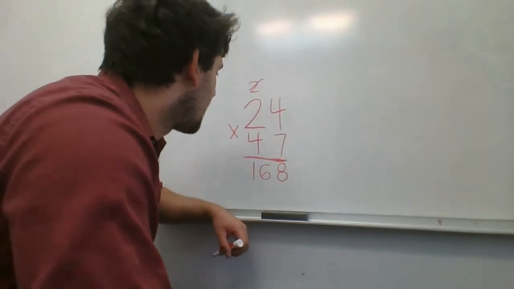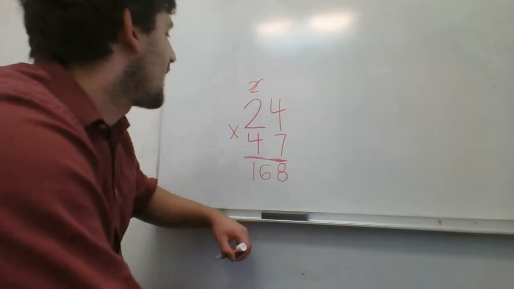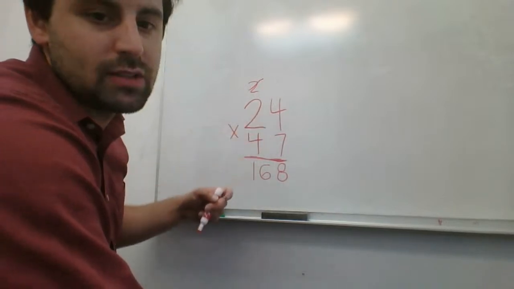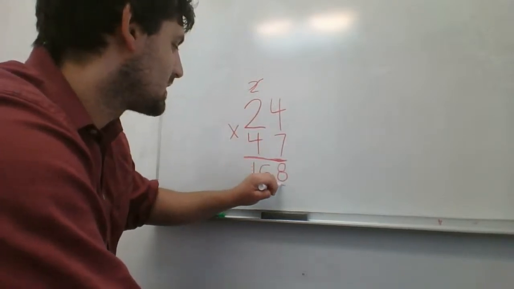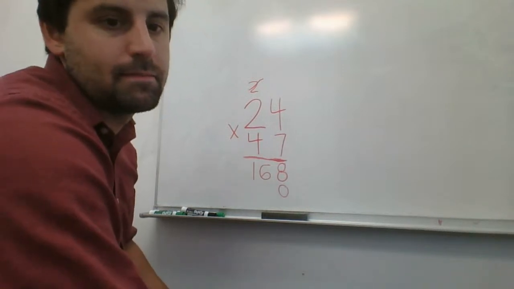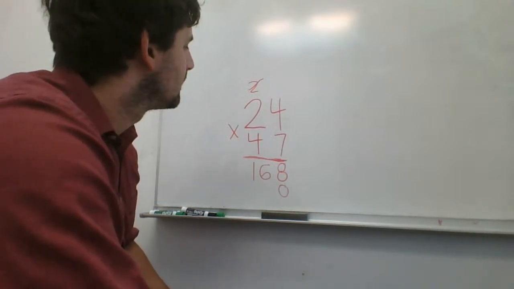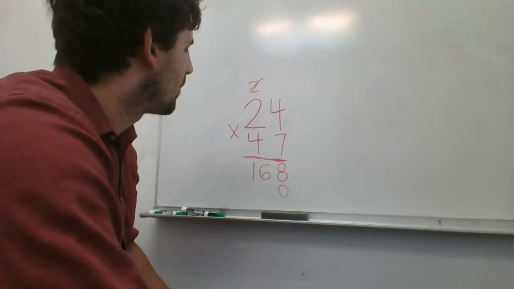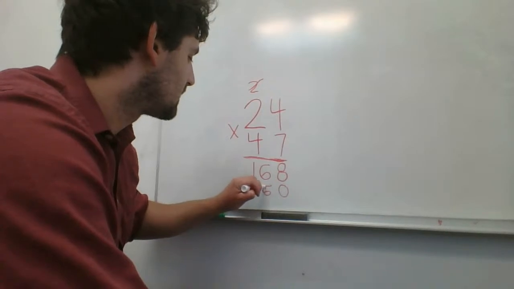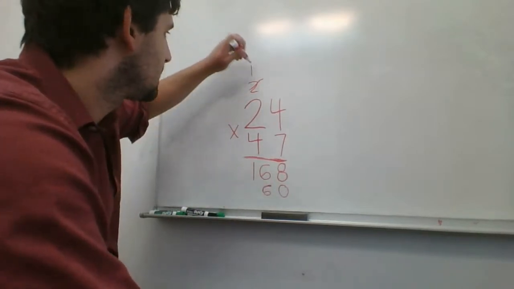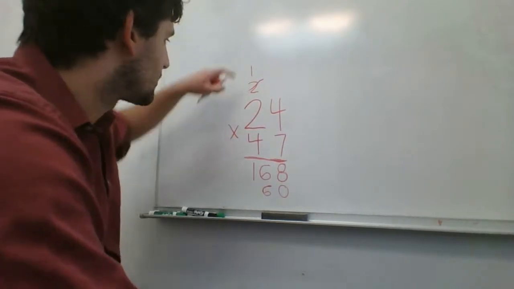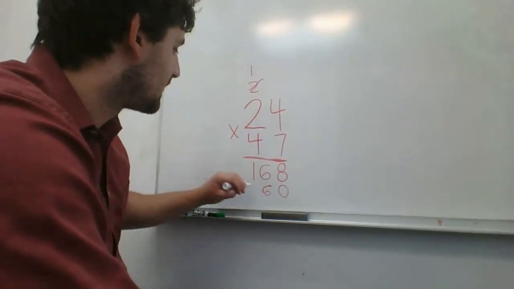Now we have to multiply the 2 top digits times the bottom digit in the tens place. Since we already multiplied both digits in the ones place, I'm going to put a 0 in the ones place. 4 times 4 equals 16. So I'm going to put 6 in the tens place. Then I'm going to carry 1 over to the hundreds place. 2 times 4 equals 8. Plus the 1 that we carried over makes it 9.